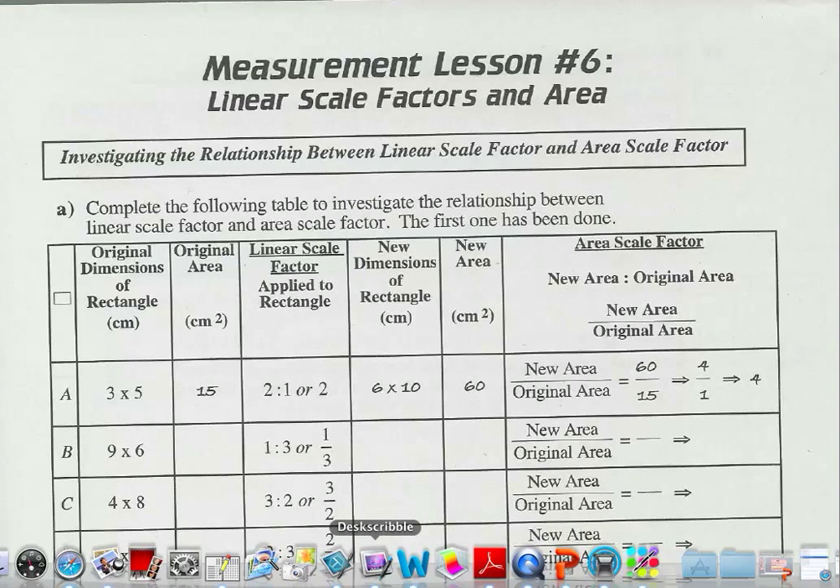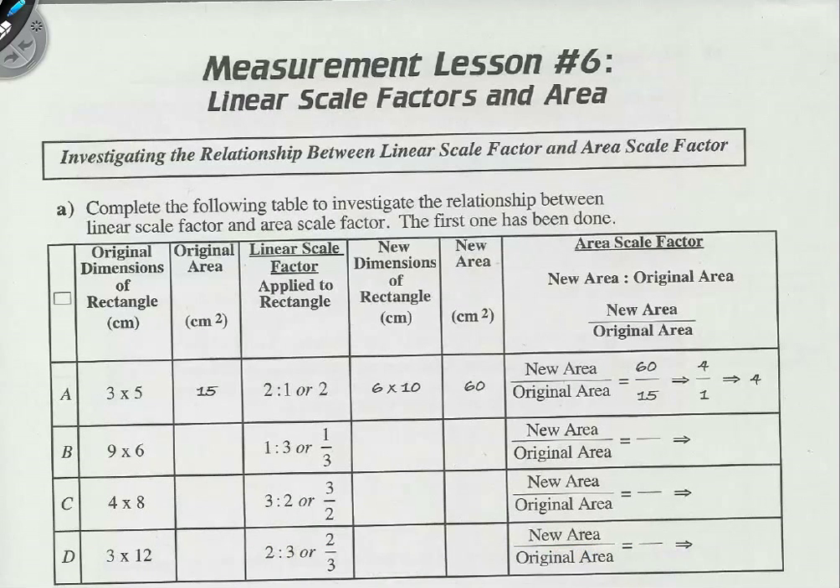So if we look at the rectangle over here, the original dimensions of the rectangle are 3 by 5. So if we're calculating the area, we multiply length and width. 3 times 5 gives us the area of 15.